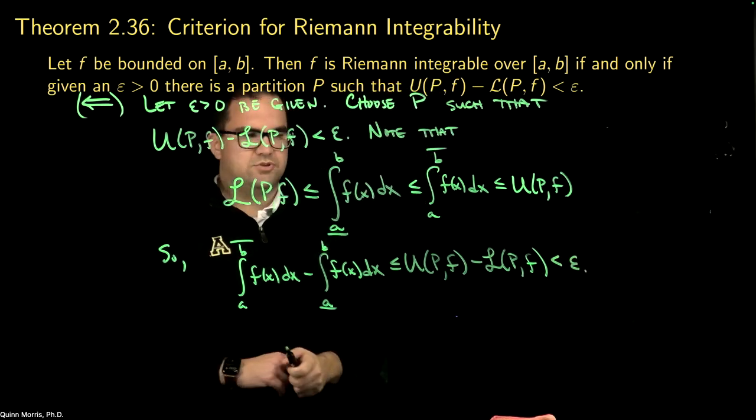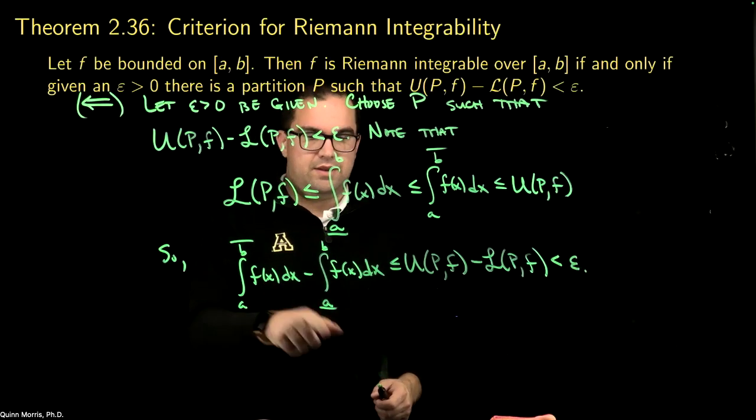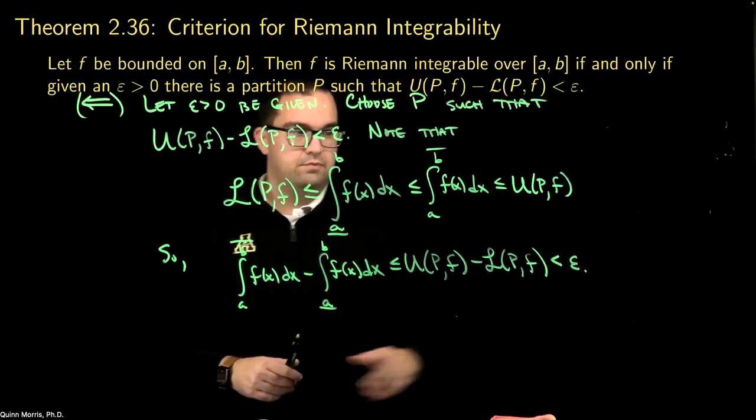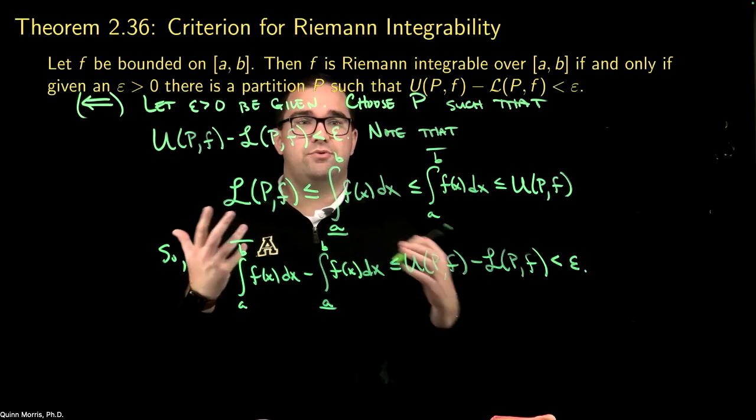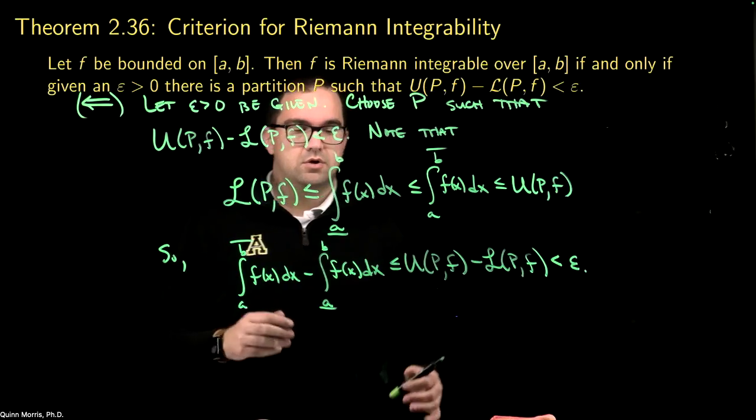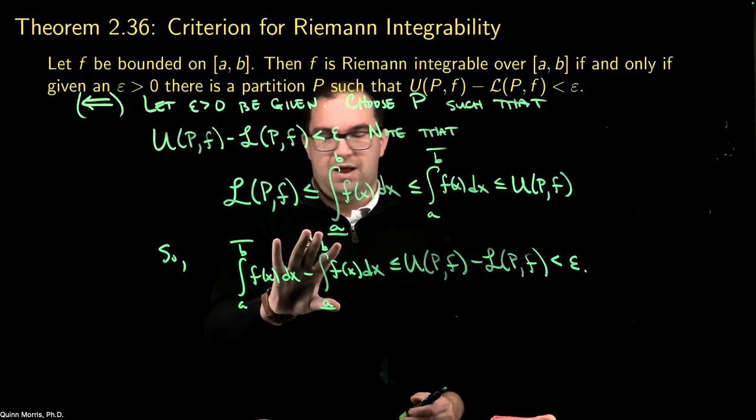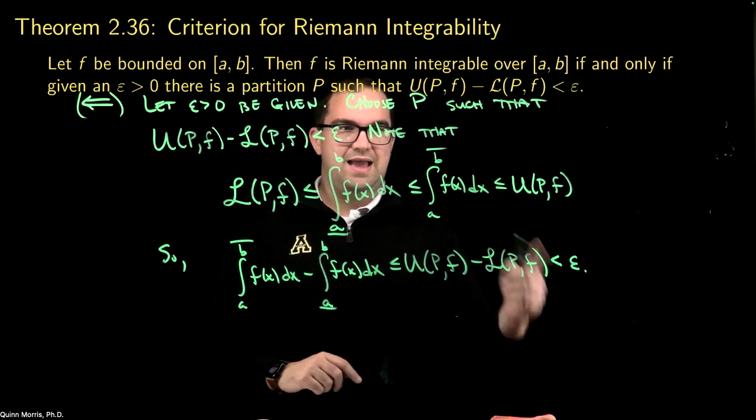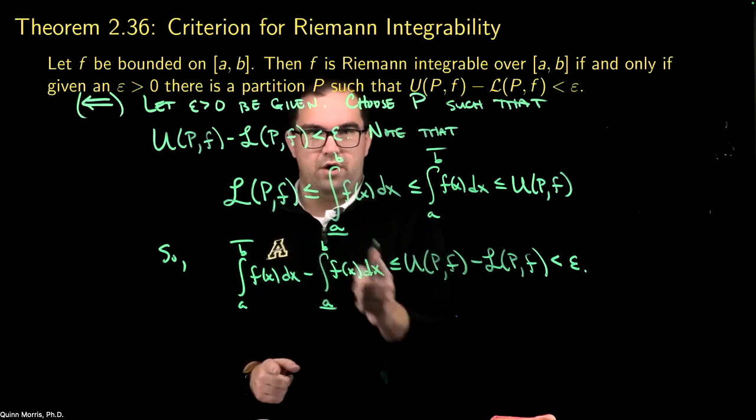And so now what have I shown? I've shown that the difference between the upper Riemann integral and the lower Riemann integral is less than epsilon. But epsilon was arbitrary, so I could do this for any epsilon. So what number here could possibly be less than every positive epsilon? This only works if this quantity is 0.